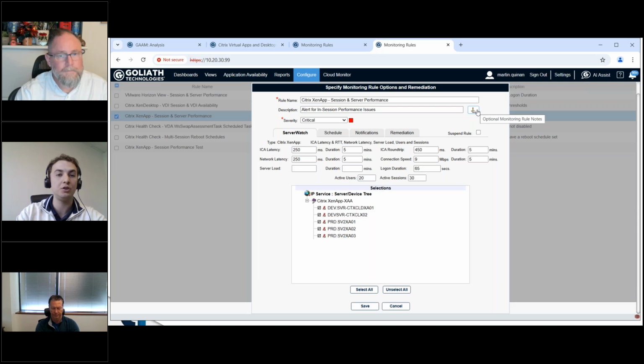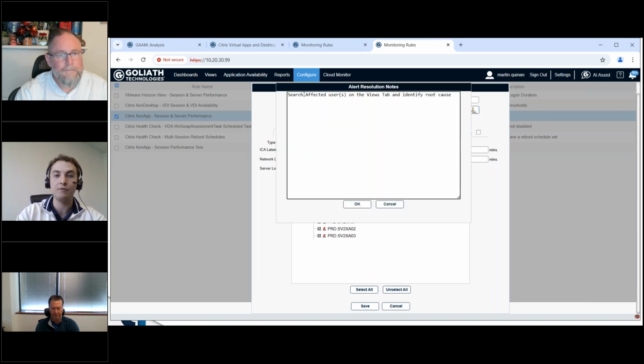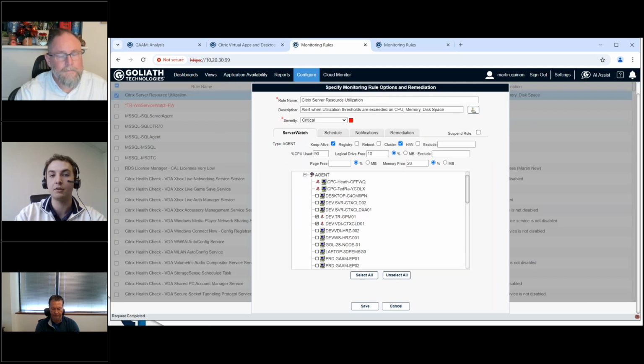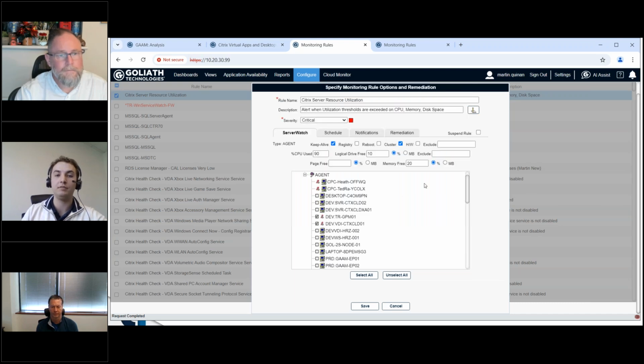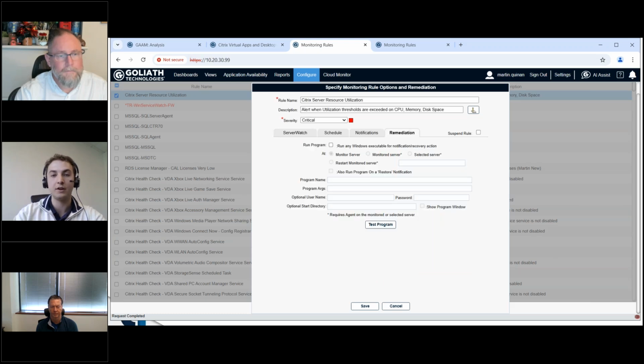Include things like resolution notes with every alert to search for the affected user, find and identify root cause in just the few clicks that we were just covering. Or say, for example, in a more complicated resource utilization issue, maybe some more instructions, such as identify the trend lines coming from some of our historical data, flag high consuming processes, or even escalate to a particular team, where we can build in all of these workflows to reduce the escalation points of any issues, as well as even reduce the need for intervention in some cases, leveraging automatic remediation.